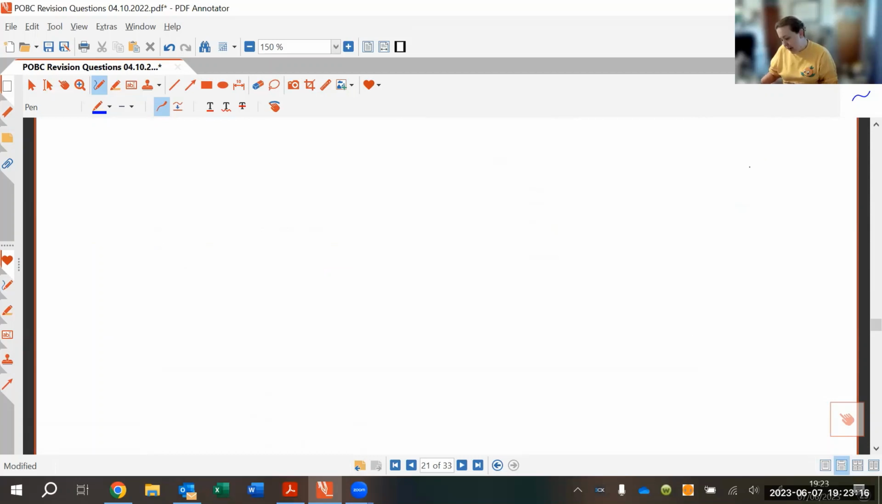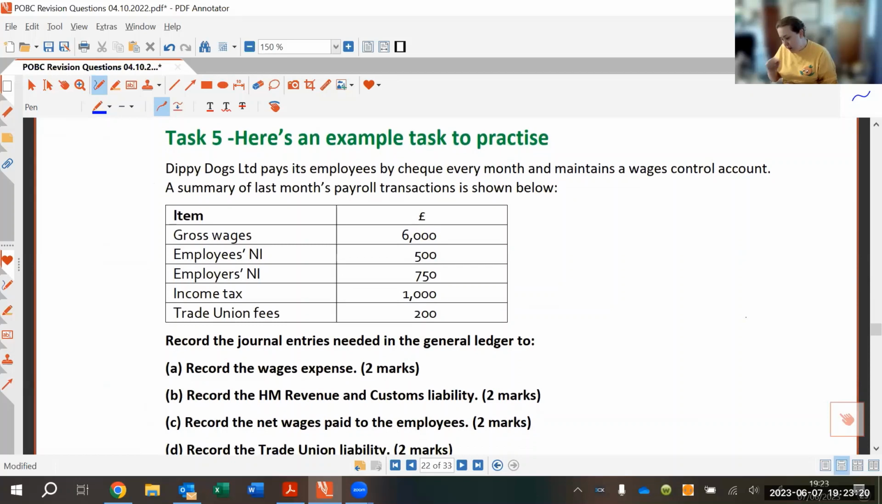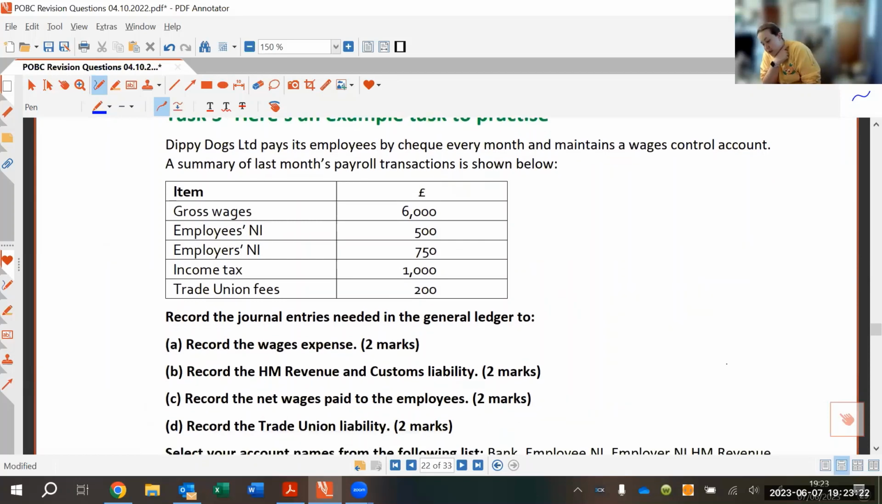Now that I've done a bit of talking, we'll run through what we've just done in practice. For those of you that have been with me for a little bit, we're back with Dippy Dogs Limited. Okay, so this is very typical of the question that you will get. So we've got Dippy Dogs. They are paying their employees by cheque every month. Well, that's lovely. We don't need to know that, but thanks for telling us. But it does say that it maintains a wages control account.